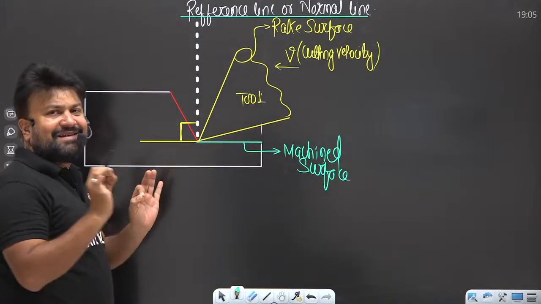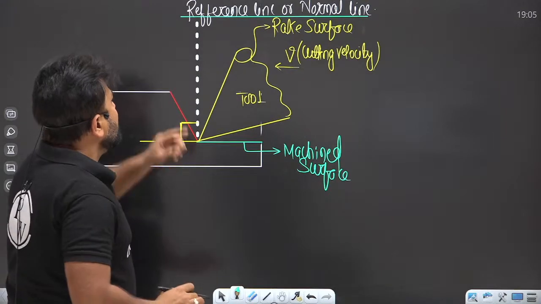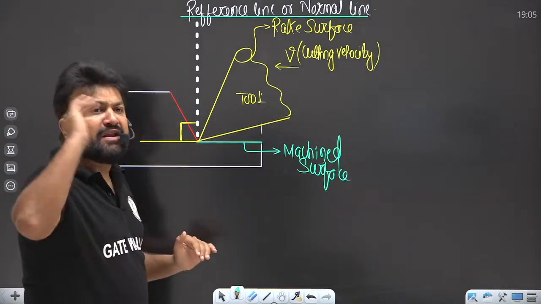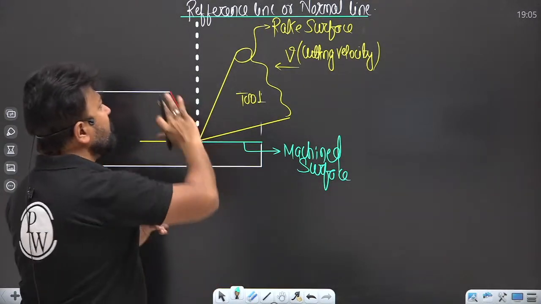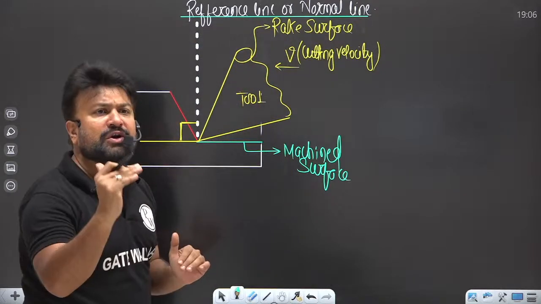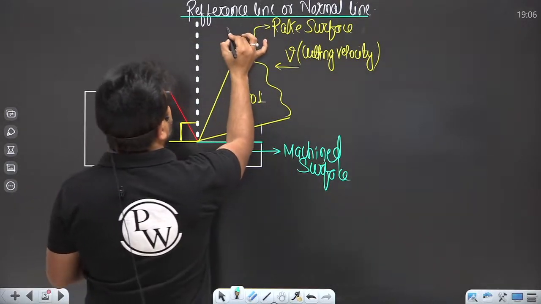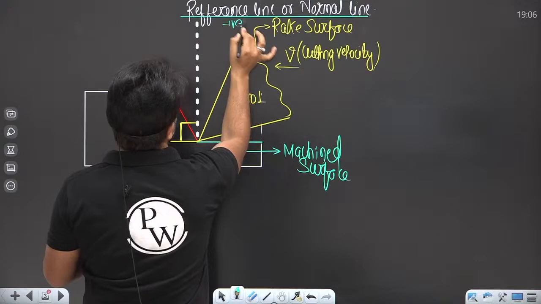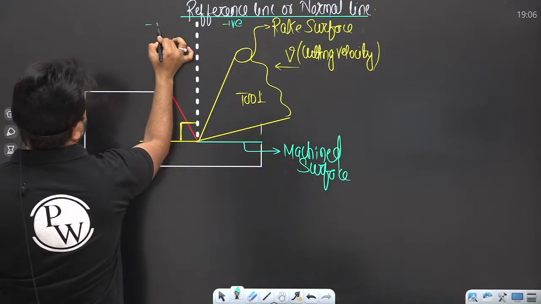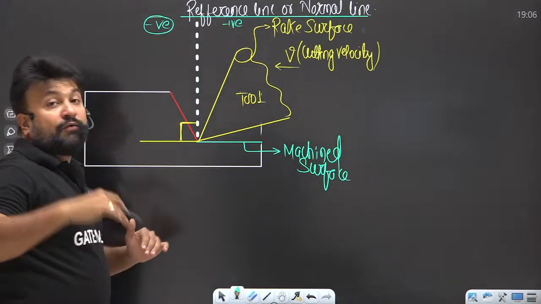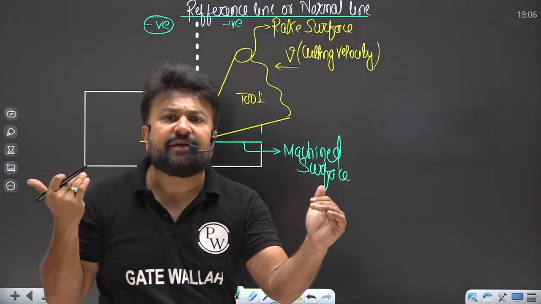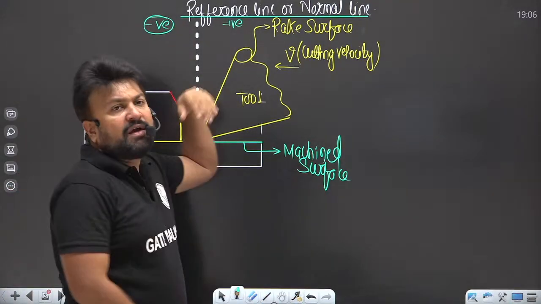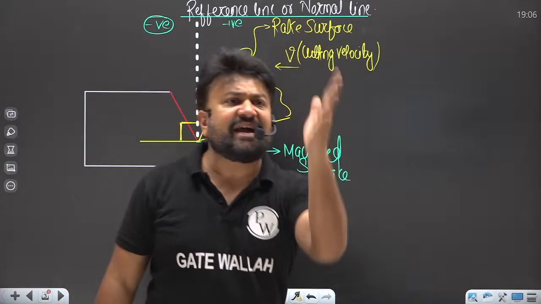Now, please listen. This is a reference line. From where is the tool coming? From this side the tool is coming. So write down, this is the positive side and this is the negative side. From where the tool is coming to the reference line, take that side.